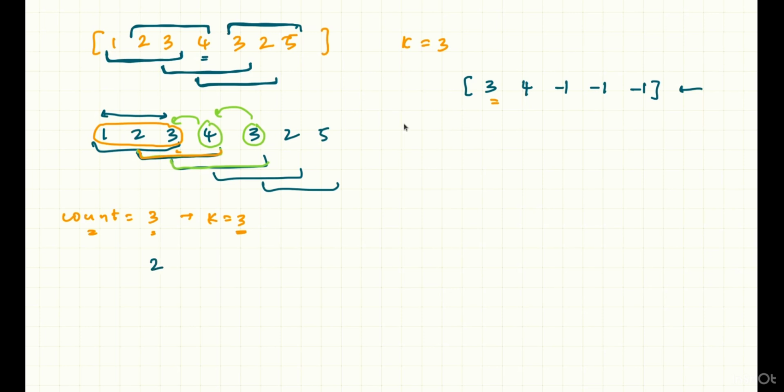Then for 4, I have to include 4 in my subarray, right? 4 is actually greater than 3, which is the consecutive element to it. Again I would increment my count by 1, to 3. If you see, k is actually equal to the count, then again I will include the current element in my answer.